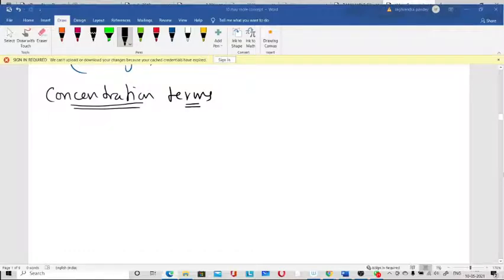This may be some font problem. This is also the reaction type. Then this is concentration terms, which we are doing currently. Equivalent weight problems are not given here, so it's okay, I will give you equivalent weight problems.